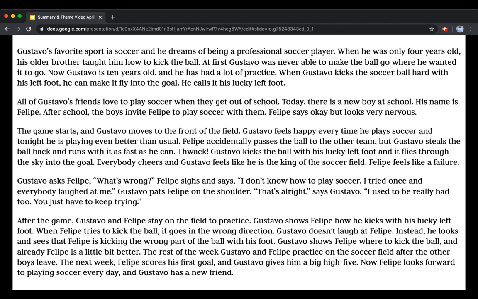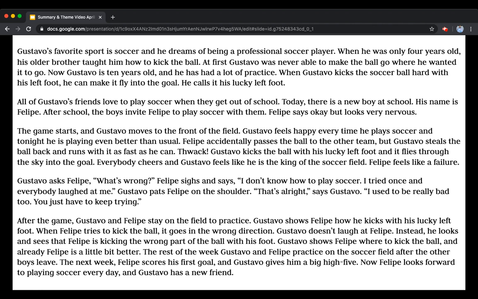Felipe accidentally passes the ball to the other team, but Gustavo steals the ball back and runs with it as fast as he can. Thwack! Gustavo kicks the ball with his lucky left foot and it flies through the sky into the goal. Everybody cheers and Gustavo feels like he is the king of the soccer field. Felipe feels like a failure.